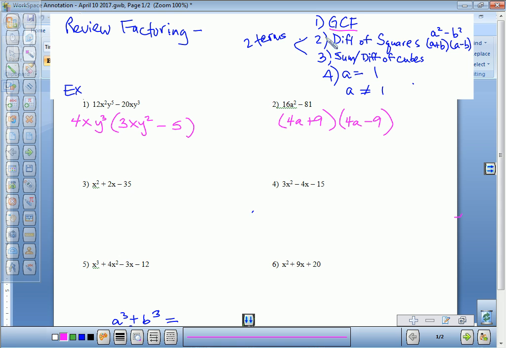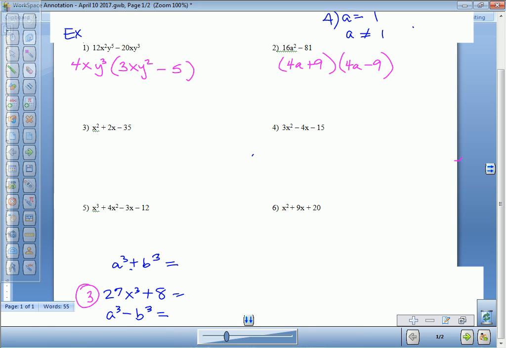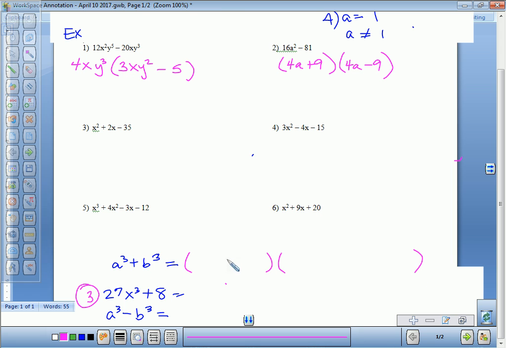So when we have two terms, we are going to check and see, is it a difference of squares or could it be a sum or difference of cubes? Like this one. We'll call this example 3. This is a sum of cubes. And if we remember when we did cubes, the first thing we did is set up the signs. If it's a sum of cubes, it's plus, minus, plus. If it's a difference of cubes, what's the pattern of the signs?